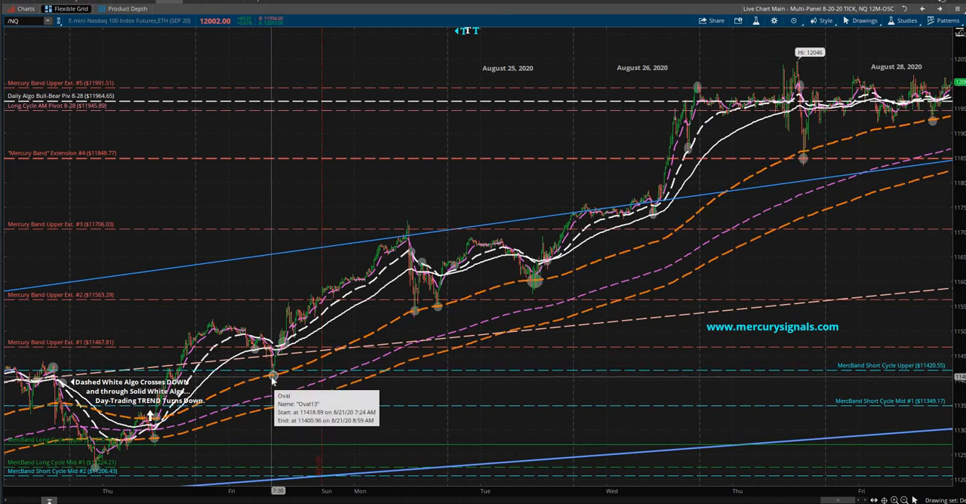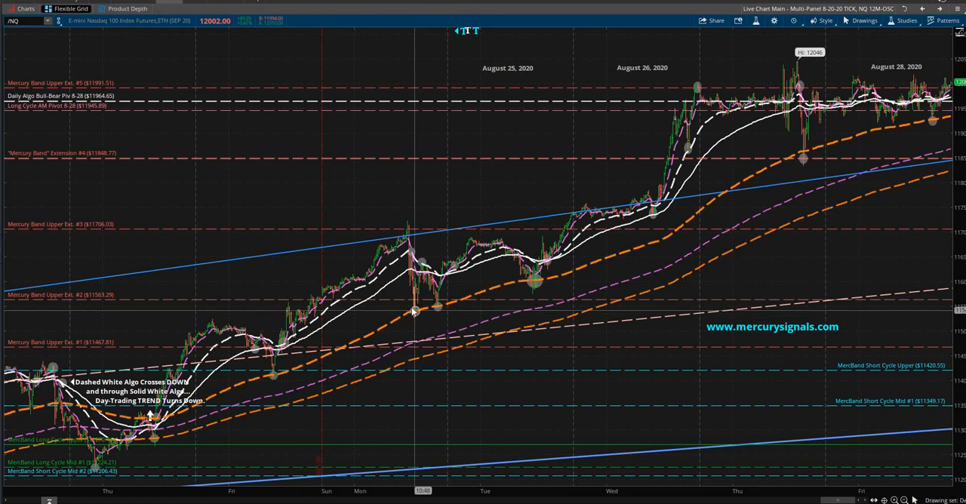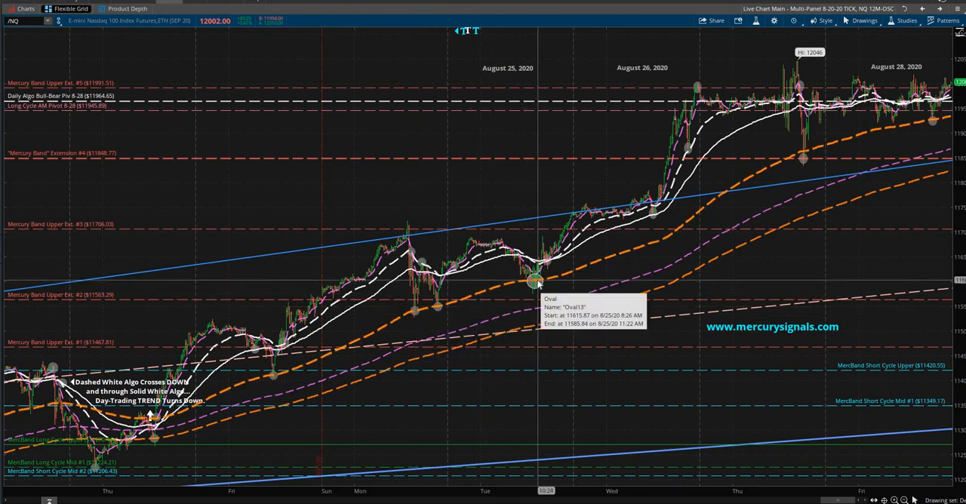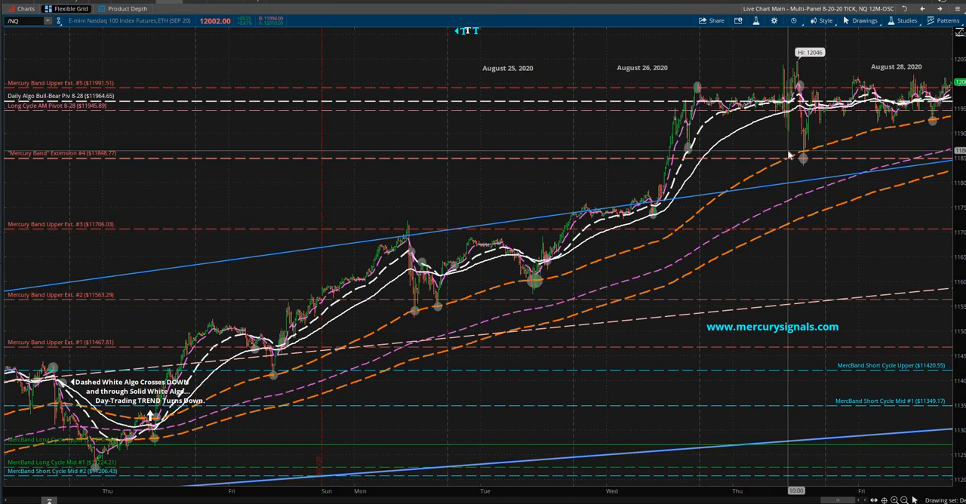Now, can you get any more accurate than this pullback to the trend algo? Or this one? Or this one? This got a little choppy. Or this one? Or how about when you had this long consolidation? Consolidation right here at the dashed white algo.